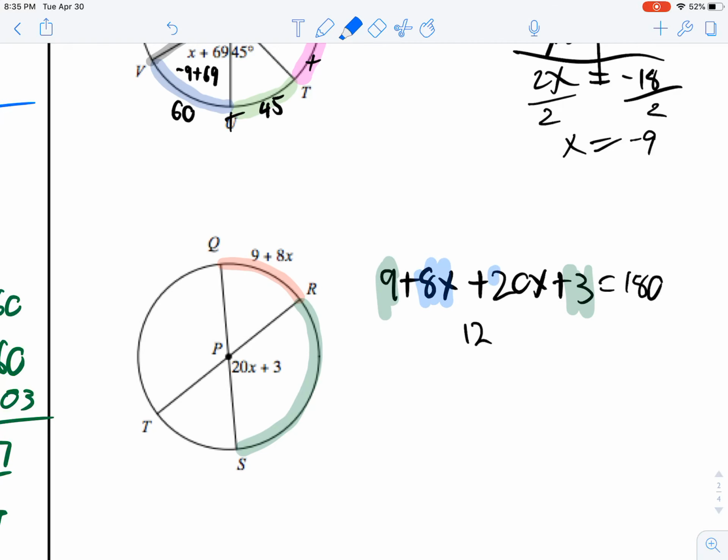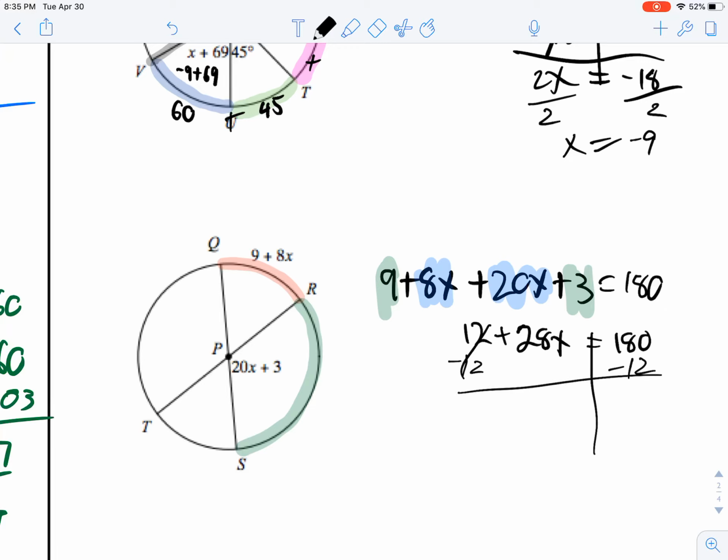And I have this 8x I can put with the 20x because they both have x's. And I get 28x equals 180. Okay, if you had 28x plus 12, that's the same thing. You're still going to get the same answer. First thing we got to move is that 12. The opposite sign of that 12 is a minus, so I want to subtract 12 from this side, minus 12 on that side. Alright, those cancel out. I'm left over with 28x equals, use that handy calculator, 180 minus 12, and you should get 168.